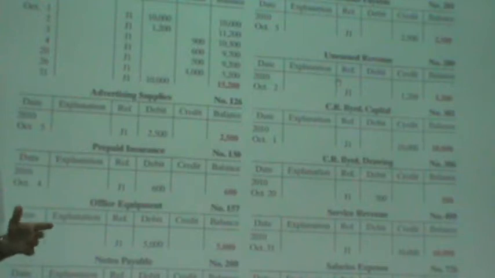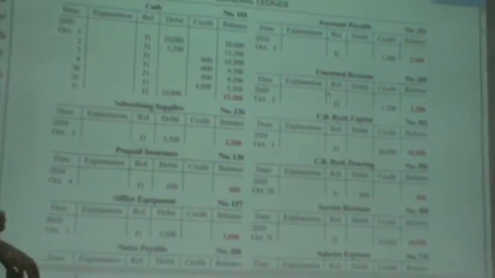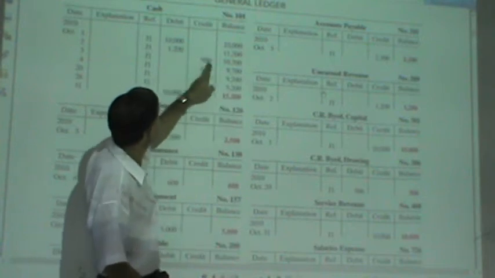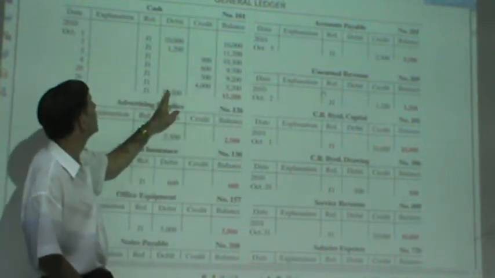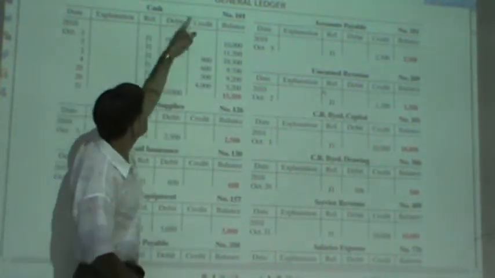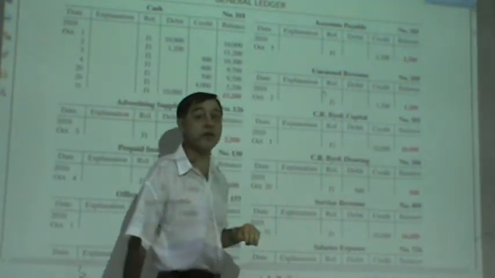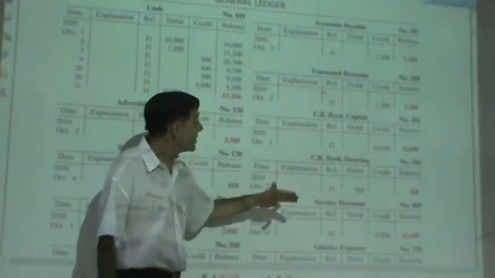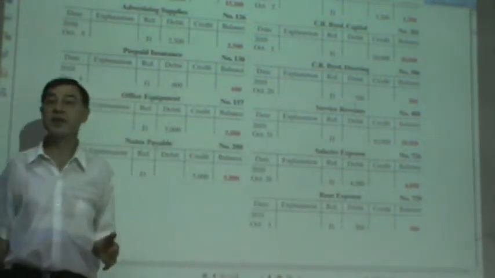And then you have the ledger. This is the cash account. And you can see 10,000, 10,000, 1,200, that's the new balance, minus 900, minus 600, minus 500, minus 4,000, and then this is the last revenue. So this is the cash account. This is the accounts payable, the unearned revenue, the capital, the drawing, the revenue, office equipment, note payable, salaries expense, rent expense.